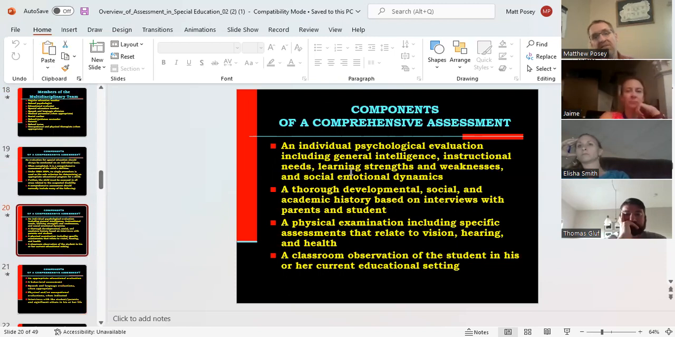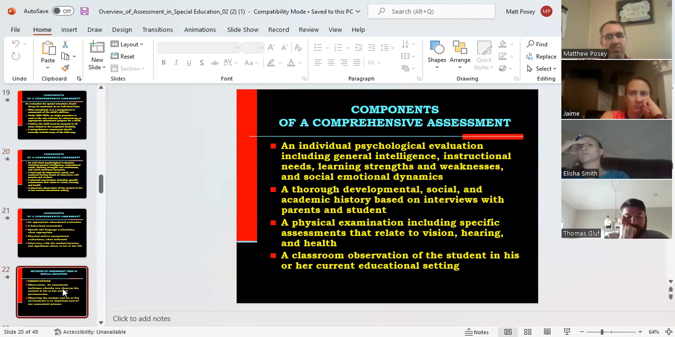Okay, other components of the test are the psychological evaluations. That could include your general intelligence, general intellectual ability. GIA is how it's categorized on the WJ4. It talks a little bit about instructional needs, strengths and weaknesses, and also social emotional dynamics. It will include information on social and academic history, getting information from parents, having them fill out the rating scales, maybe some physical examinations for hearing, vision, health, and also classroom observations.